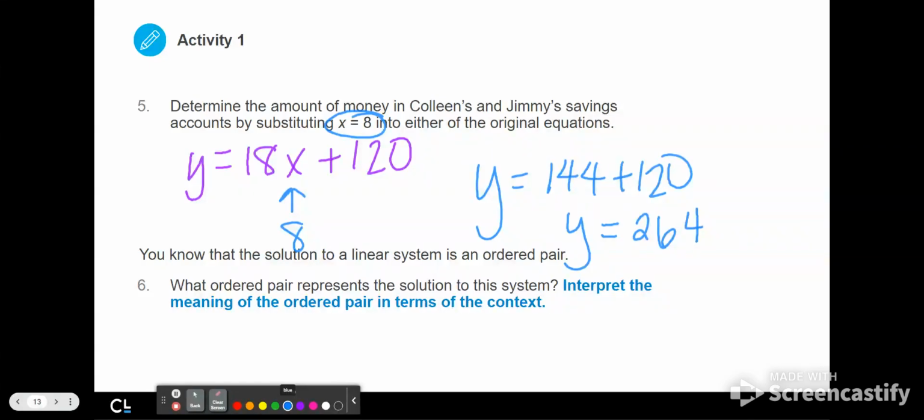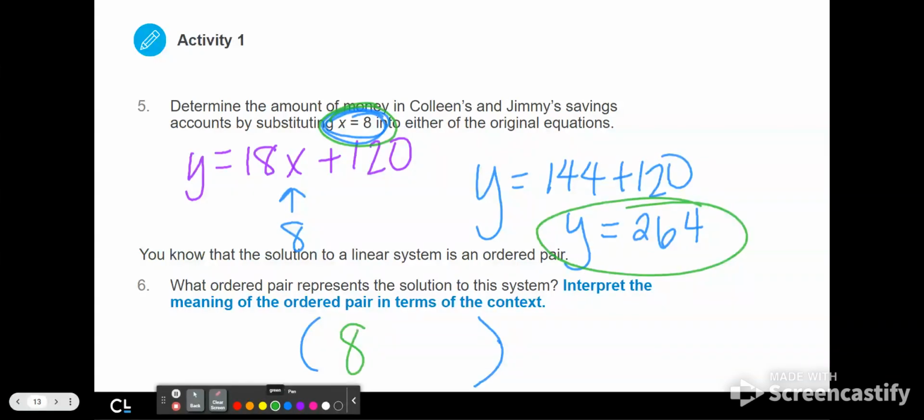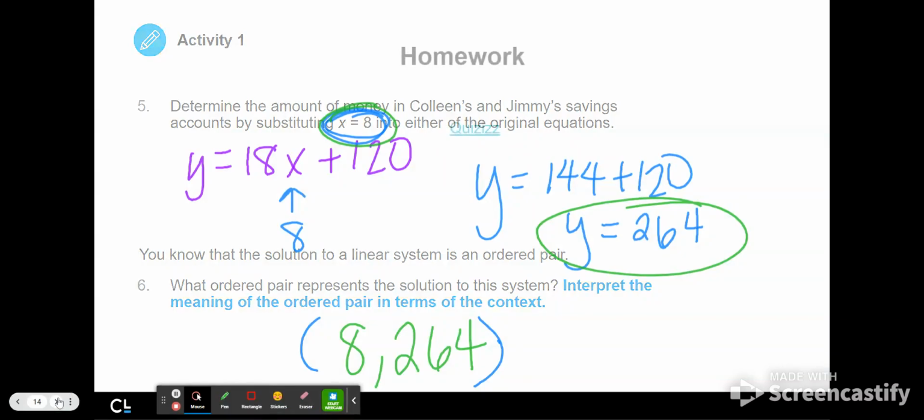Okay, now it says now that you know that the solution is an ordered pair, what ordered pair would it be? Well, guess what? I already told you that x is 8, and you now know that y is 264, so my ordered pair would be 8 and 264. Now, we guessed when we looked at the graph before, but this is mathematically, algebraically correct. So we were close, but we weren't exact.